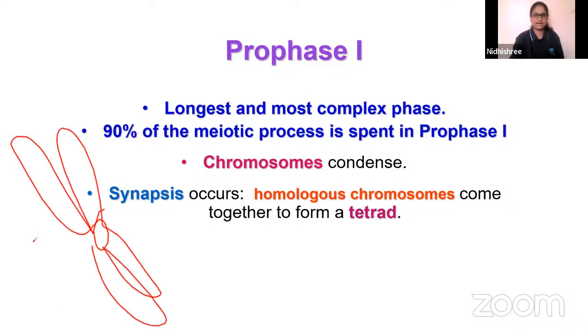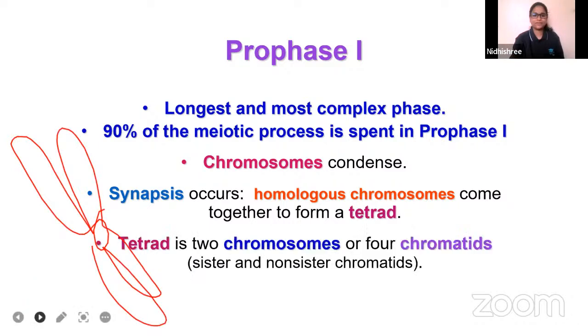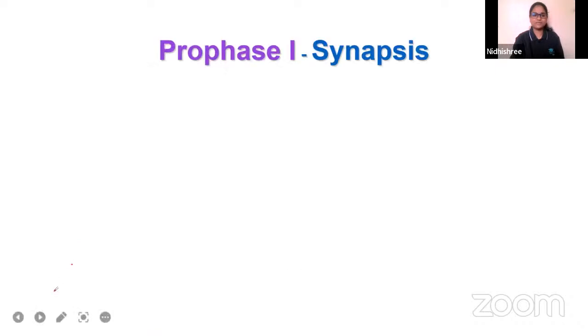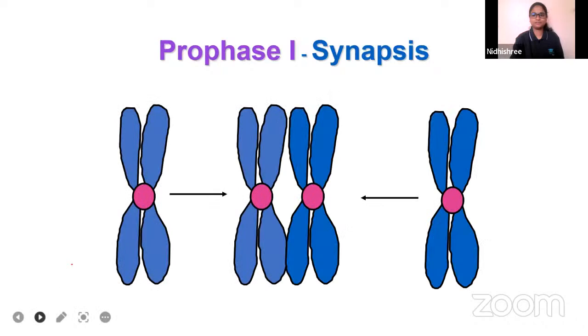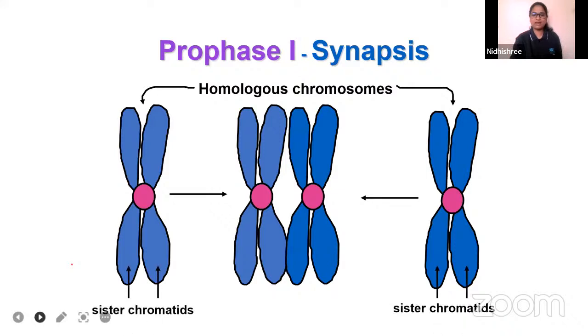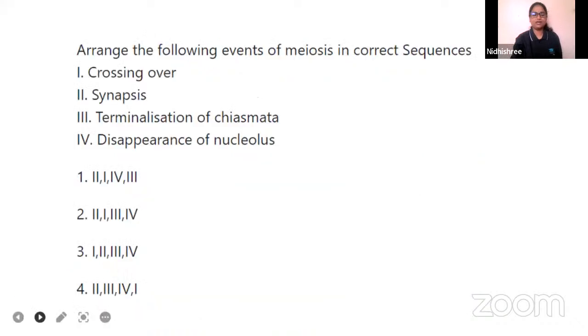This is called as tetrad. Next. Okay. Prophase 1, synapses, homologous chromosomes which are identical to one another, sister chromatids. These are the tetrads. So this is called as synapses, the center one. Next question. Very nice question.